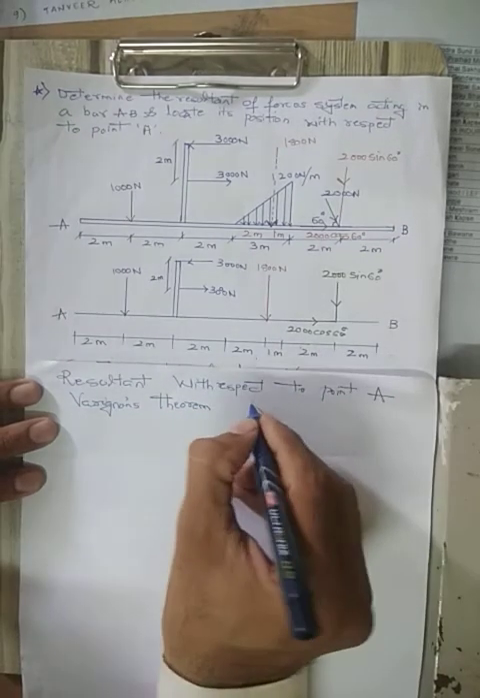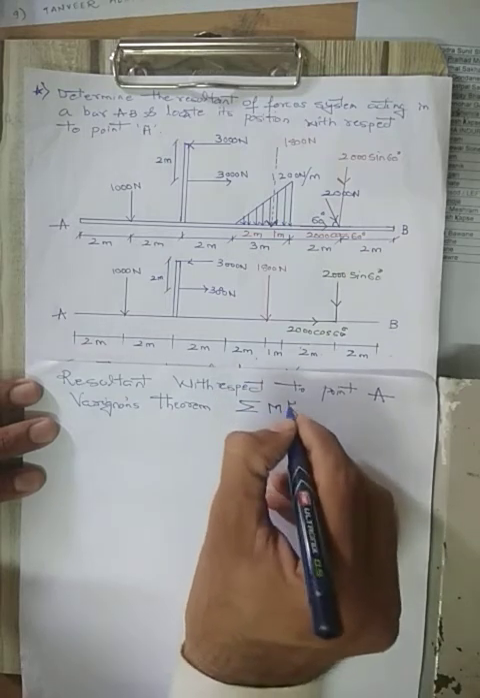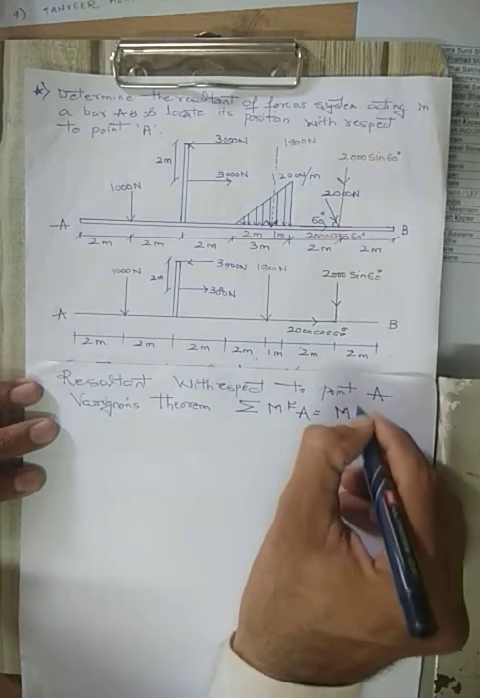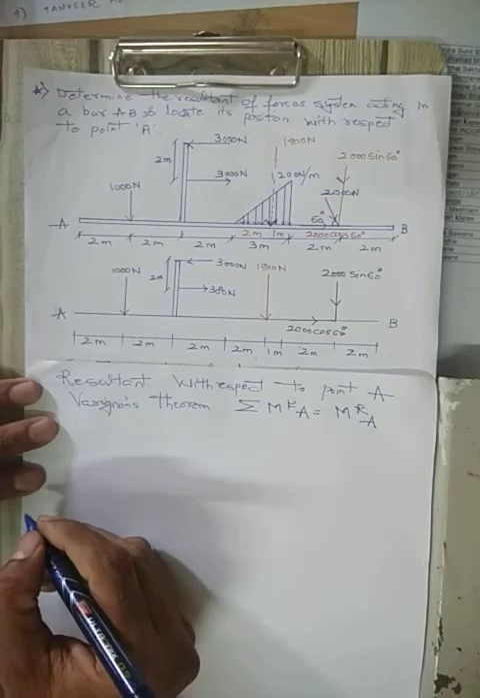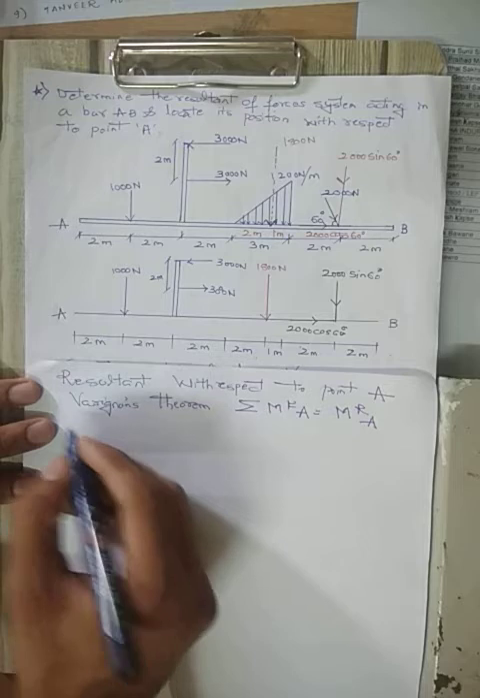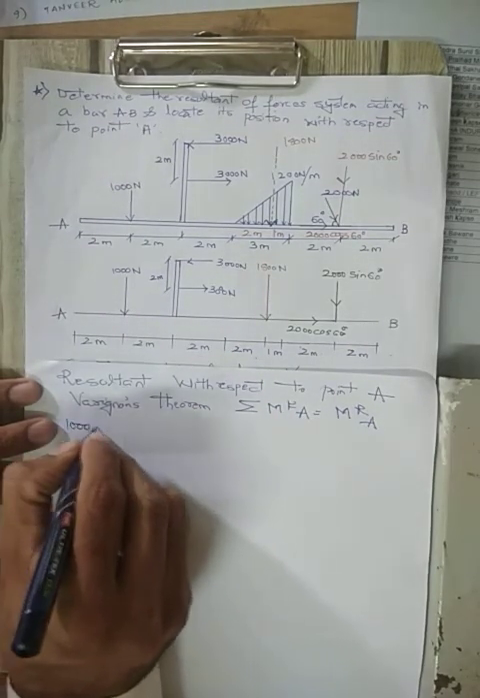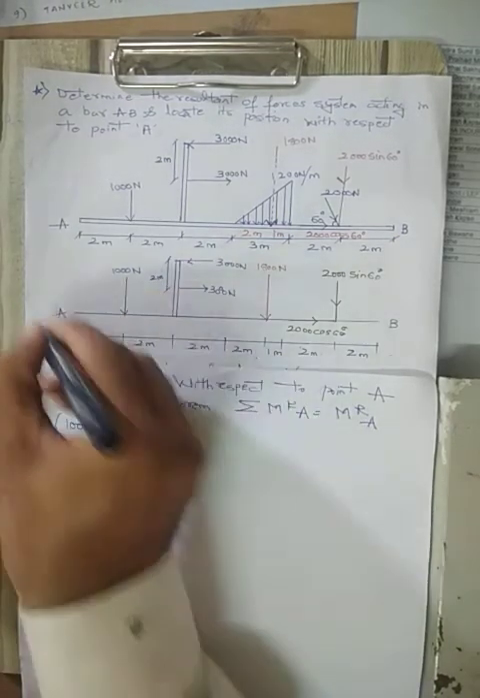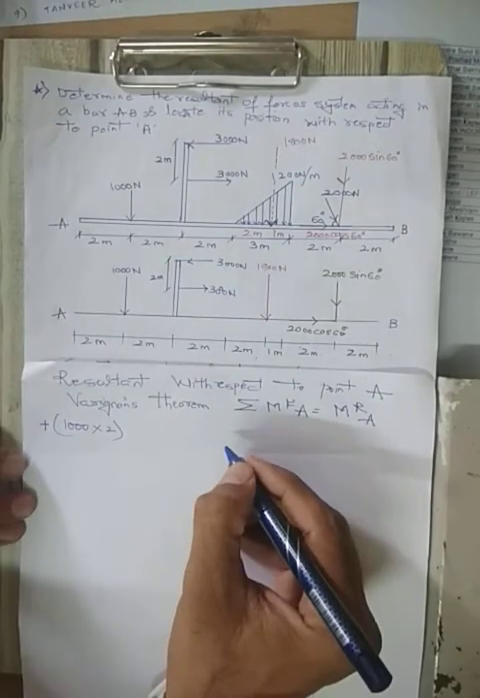What the Varignon's theorem says: summation of moment of all forces at point A is equal to moment of resultant at point A. So all forces about A, one by one. So 1000 about A, distance is 2 meters. So it will produce about A, it will produce clockwise. So it will be plus.